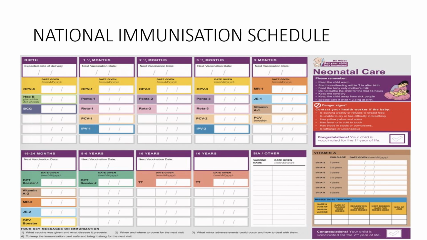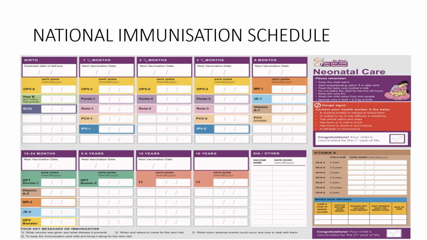So do not say that. Now we have the measles rubella vaccine, that is MR1. And it is also one of the newer vaccines apart from JE. So at 9 months of age, the child is supposed to get the MR1, JE1, vitamin A first dose and PCV booster.